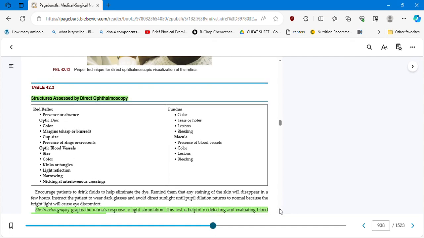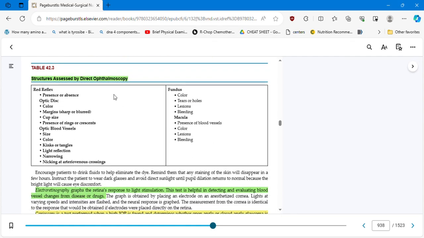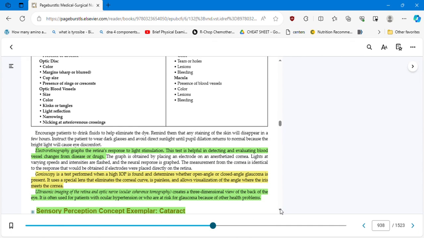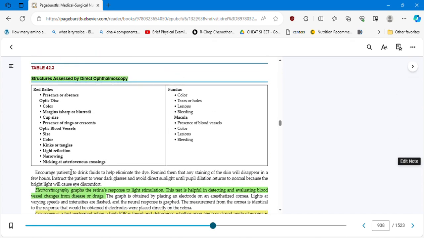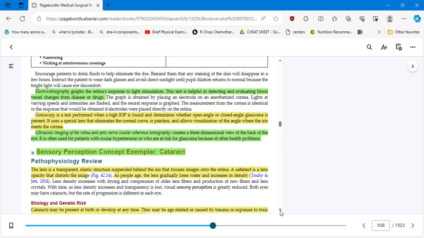These are all the structures that are seen with the ophthalmoscope by direct ophthalmoscopy: the red reflex, the optic disc, the light reflection, the fundus, the macula. If you have the chance to ask your ophthalmologist or your primary care provider to let you practice with the ophthalmoscope, you're going to be fascinated to see all these structures, the red reflex, the constrictions. It's a nice practice.